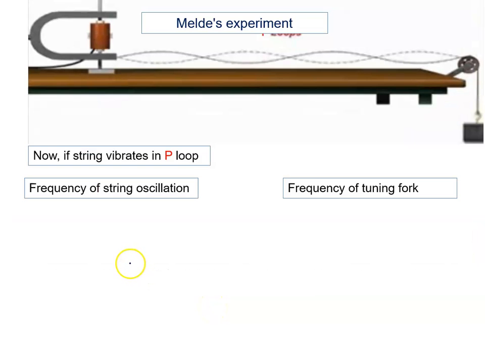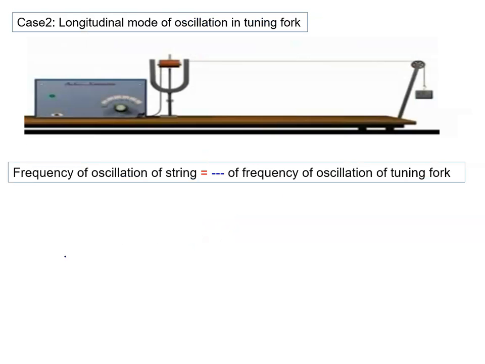Now if a string vibrates in P loops, frequency of string oscillation is equal to frequency of the tuning fork, and there are P loops, so we will say P by 2L root T upon mu. So in the transverse wave we can say frequency of the vibration of tuning fork equal to frequency of vibration of the thread. Now we will discuss regarding the longitudinal mode of oscillation in tuning fork.